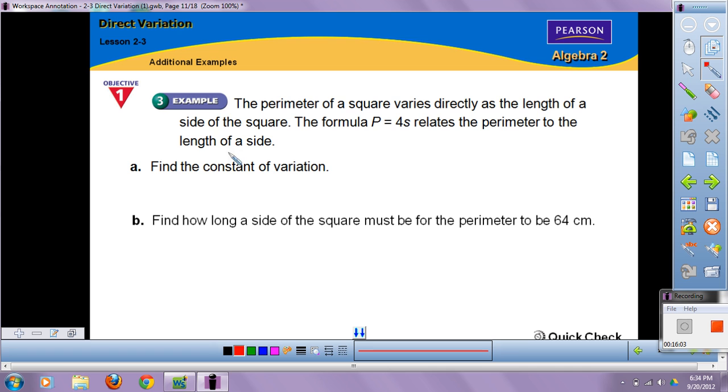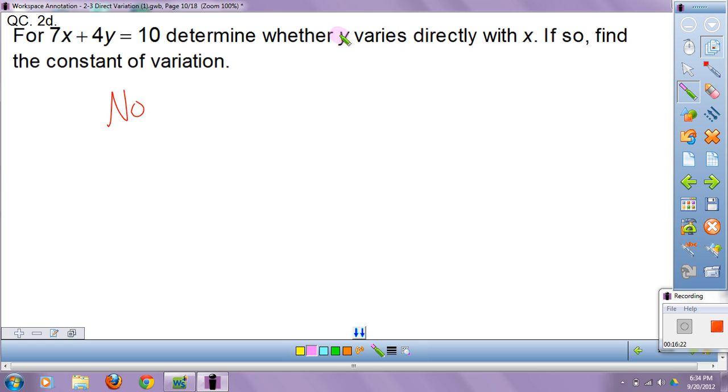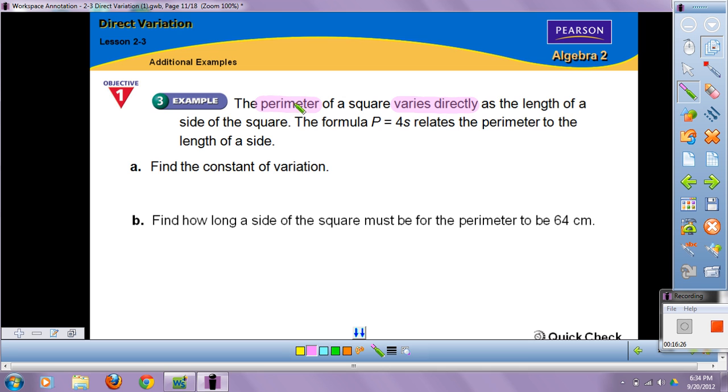Example 3. Now the wording here is really important. Pay attention to this, because on your homework tonight, you're going to have wording similar to this, and it'll be helpful to understand it. It says, the perimeter of a square varies directly. Now we've been saying this same phrase over and over: y varies directly with x. Therefore, since they're saying perimeter varies directly, that makes our perimeter our y. Perimeter varies directly as the length of a side, so that makes side our x. Y varies directly with x.